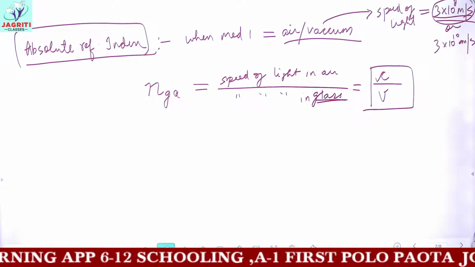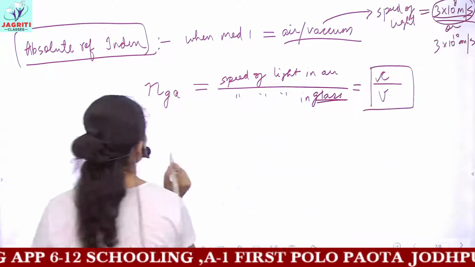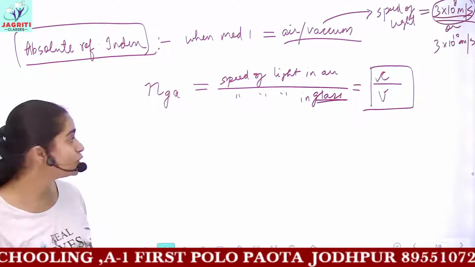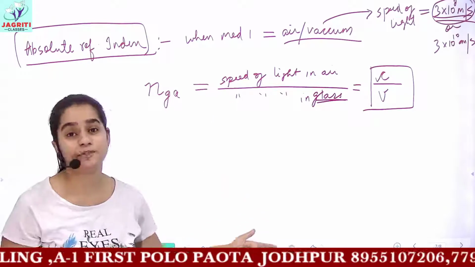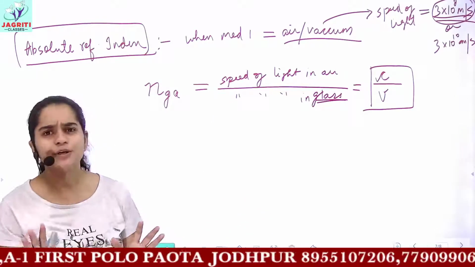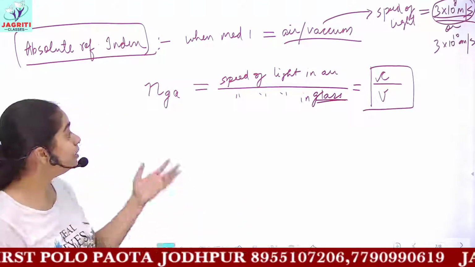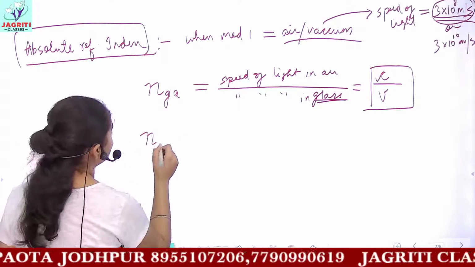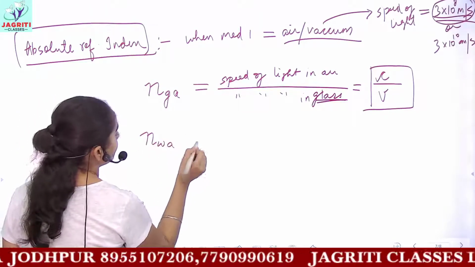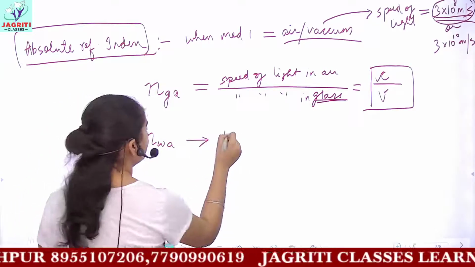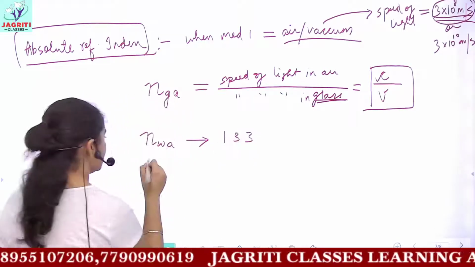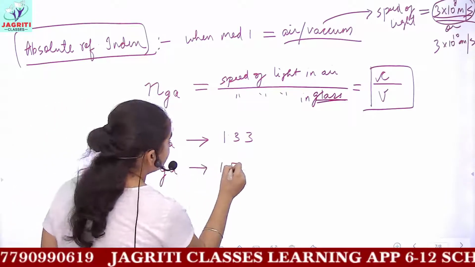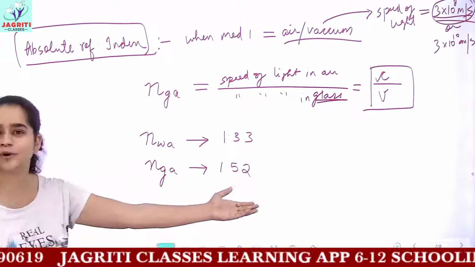Hence you can calculate absolute refractive index by this formula. And if you see, there is a table given in your books where you are given the values of absolute refractive index. You do not need to memorize the table, but you can observe that the refractive index of water with respect to air has a certain value, 1.33 something, and for the refractive index of glass with respect to air, you will have an approximate value of 1.52.